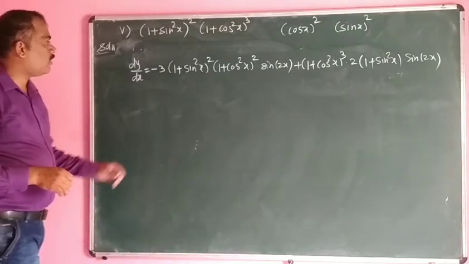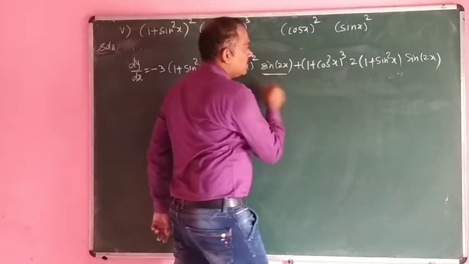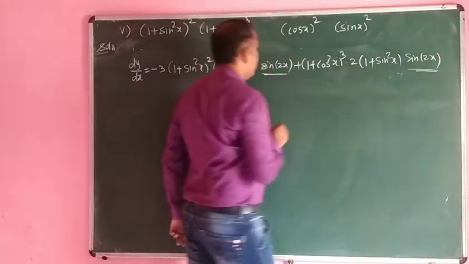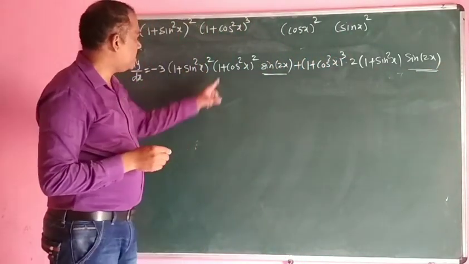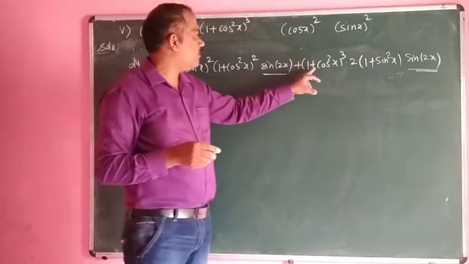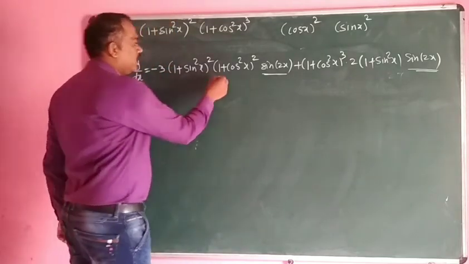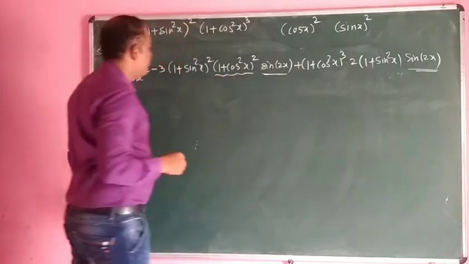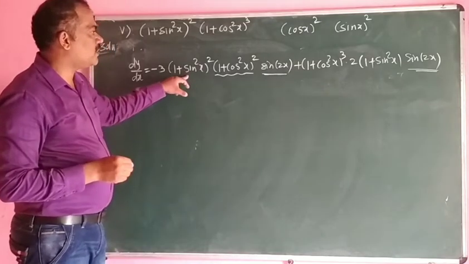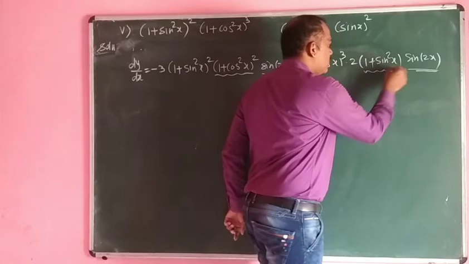Now what we have to take common? We have to take common this sin 2x. Also what we have to take common? (1 plus cos square x) bracket square is here, (1 plus cos square x) bracket cube is here, so we have to take this one common. Here (1 plus sin square x) bracket square is there, here 1 plus sin square x is there. We have to take this one as common.